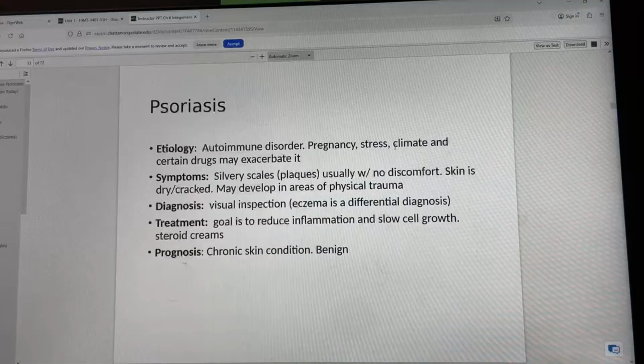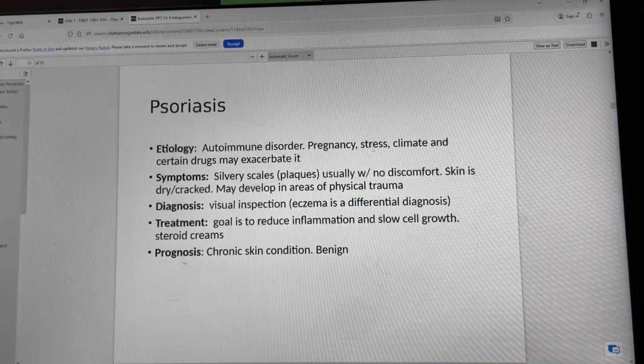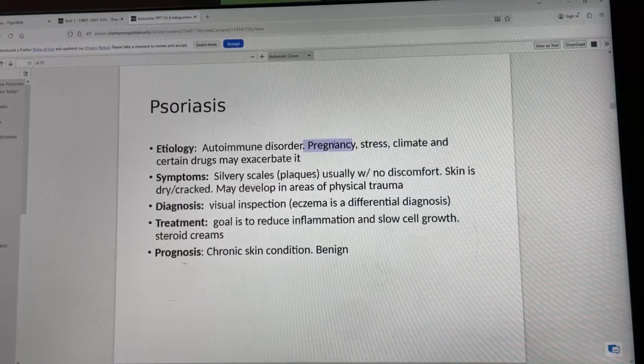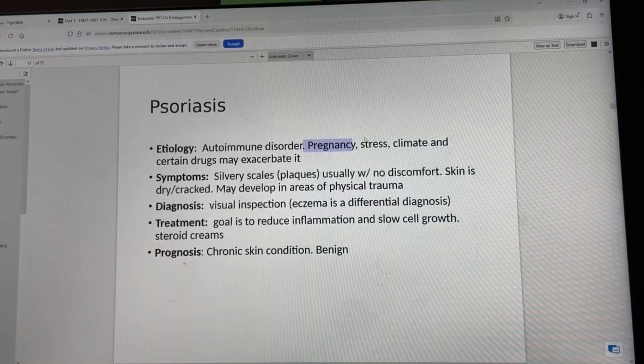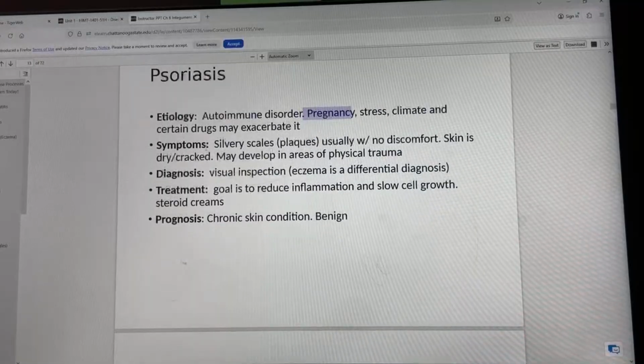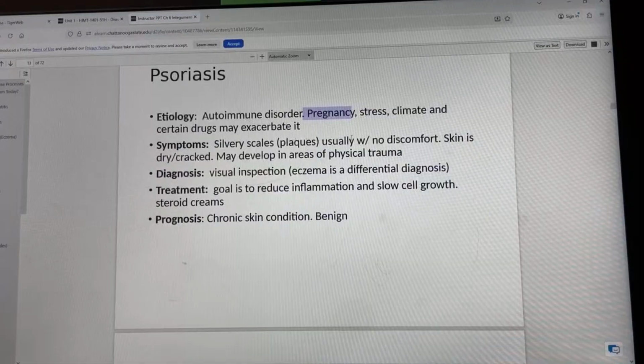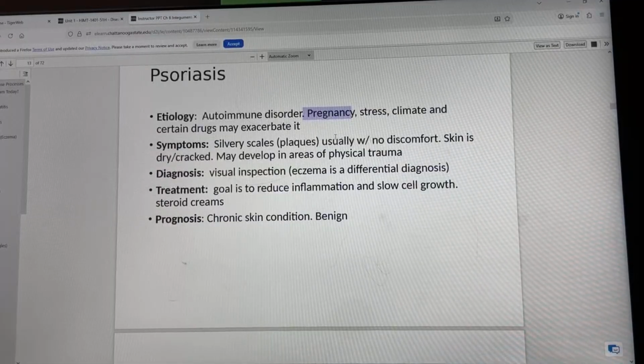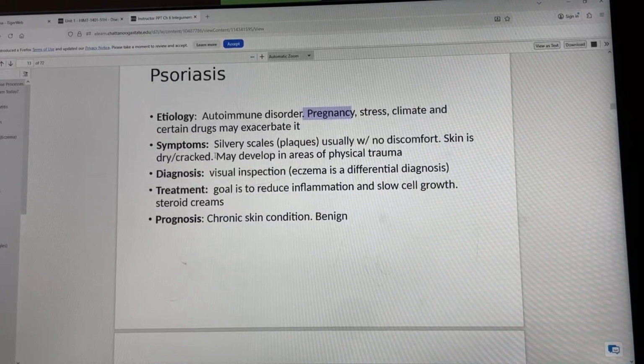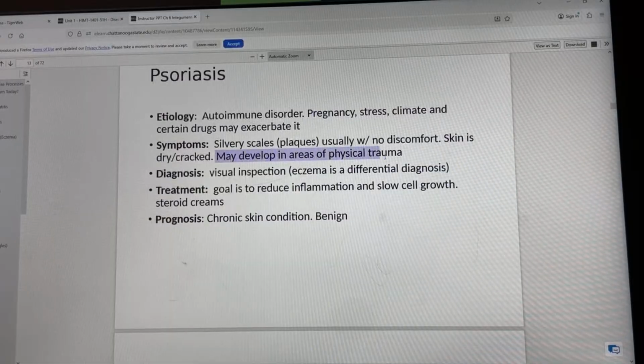There are triggers that can exacerbate it because when you're stressed out, your immune system is not at its peak, right? So a lot of times people get really bad psoriasis if they're pregnant, because their body's already maxed out with what it can handle. Again, stress, climate, things like that. Symptoms for this one are silvery scales. They call them plaques. They usually don't hurt though, or have any kind of discomfort. So it's not going to be just like eczema where it's a little bit more itchy. The other thing about psoriasis is that these tend to develop in areas of physical trauma.